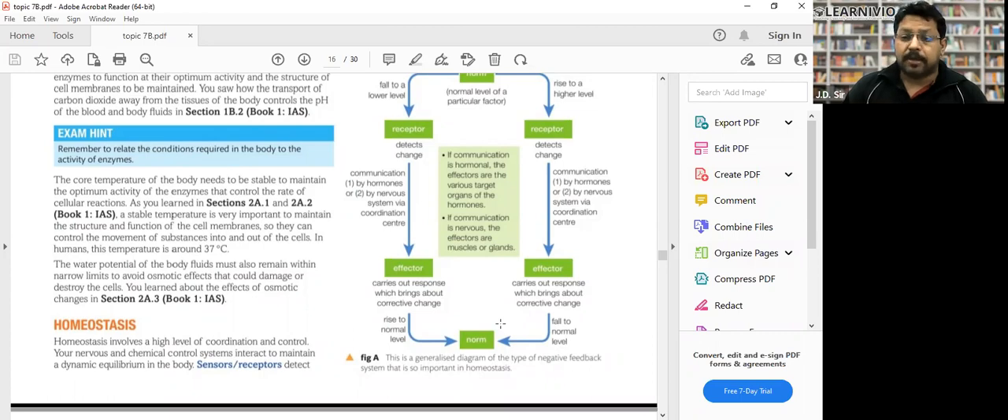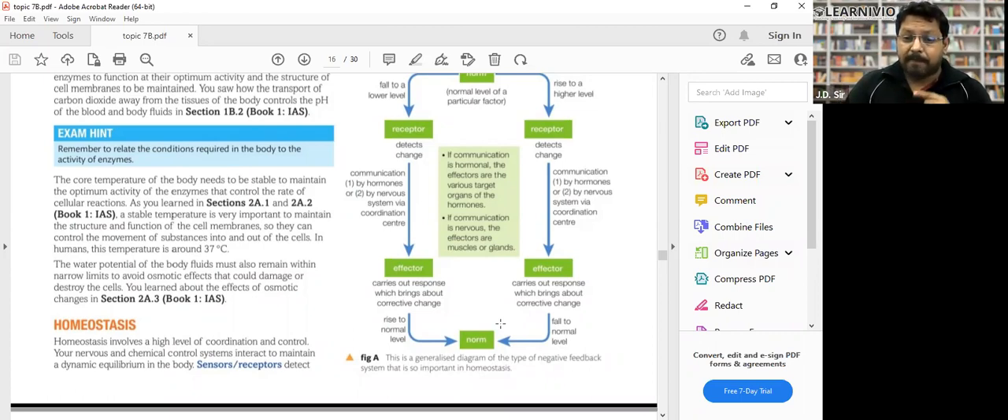So what will happen? Now the hypothalamus will ask the pituitary gland to do something, because we have already studied that the hypothalamus is secretory, right? It will ask the pituitary gland, which is present in our brain. The hypothalamus and pituitary are both present in the brain. The hypothalamus will release a hormone, and it will order the pancreas to release insulin.